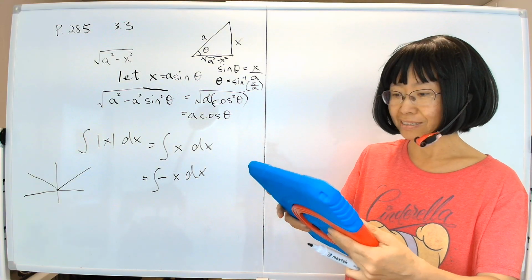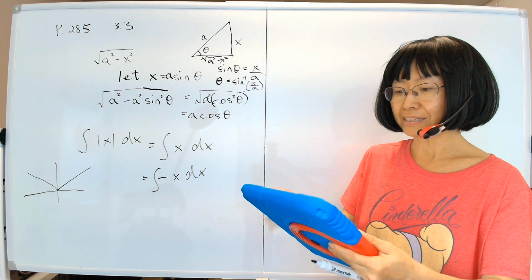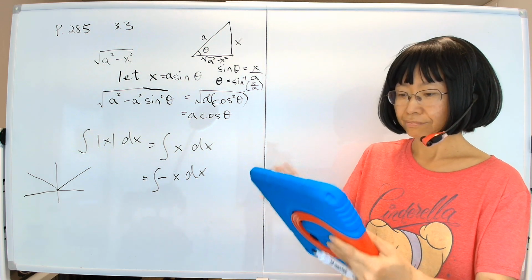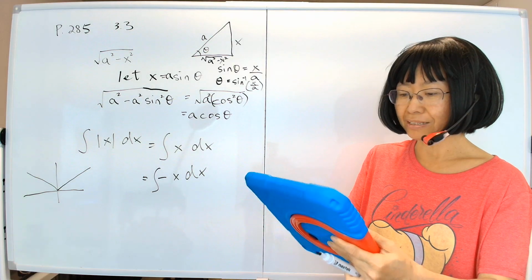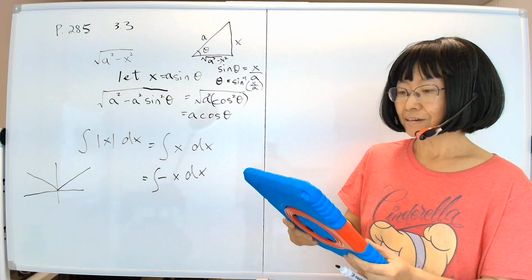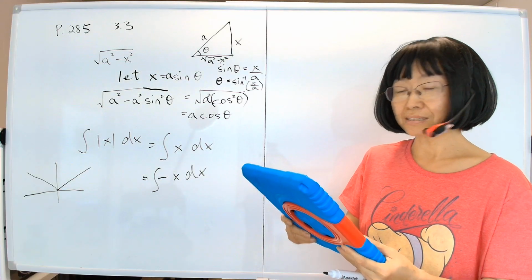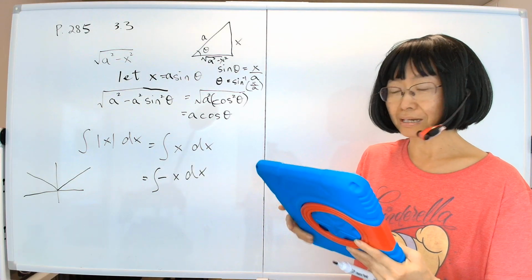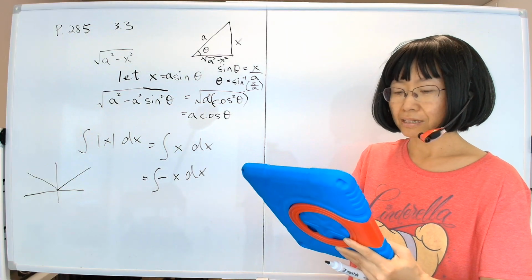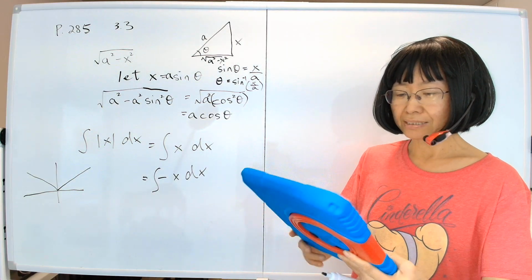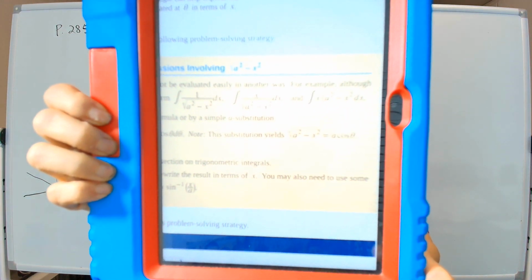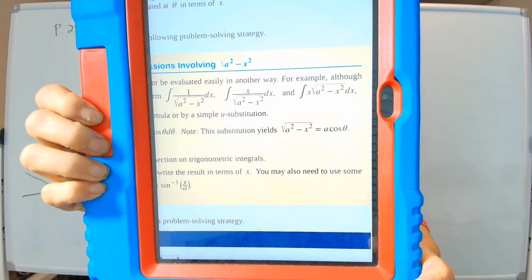So let's move along and look at the next page. We have a bunch of strategies for how to integrate things that have a squared minus x squared. Now the strategy says, number one, when you see something that has a squared minus x squared in it, first see if you know how to integrate it by an easier method, such as the integral of 1 over the square root of a squared minus x squared.